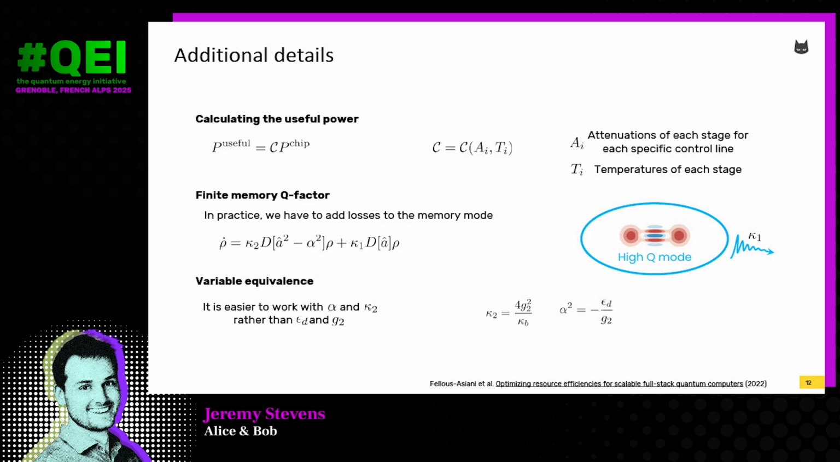First of all, it's the useful power we're interested in, not the chip power. In the MNR paper that was presented just earlier, it's shown that this is just a proportionality coefficient which depends on the attenuations and the temperatures of each stage. In practice, we also have to take into account that the memory mode doesn't have an infinite quality factor, so there is some loss, given by kappa 1 here. I'm going to talk now in terms of alpha and the 2-photon loss rate, and not in terms of the Hamiltonian drive strengths, which are a little more difficult to get any intuition for.